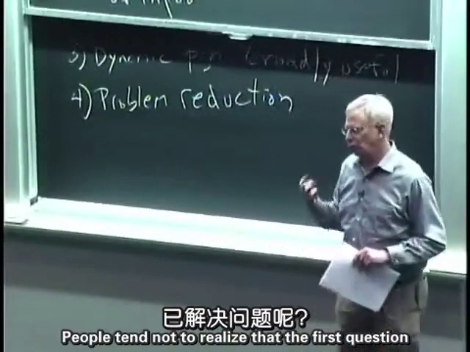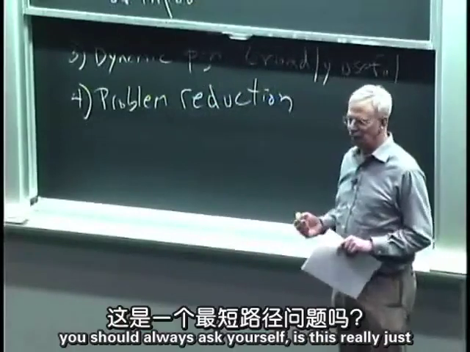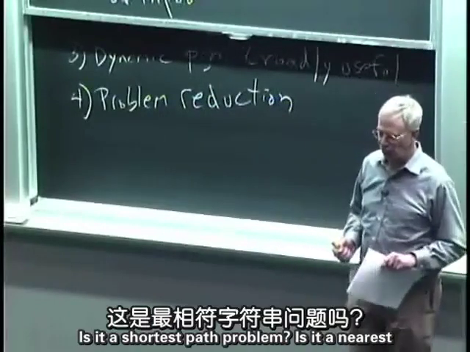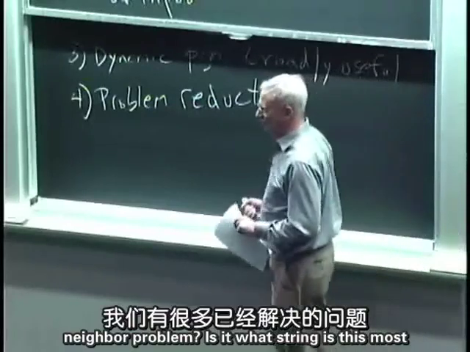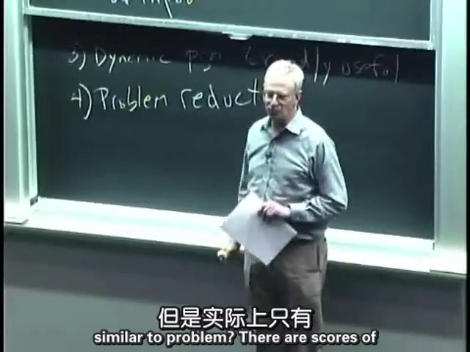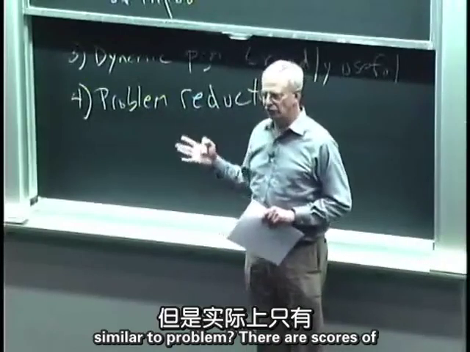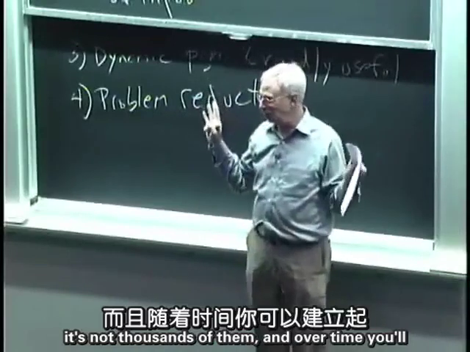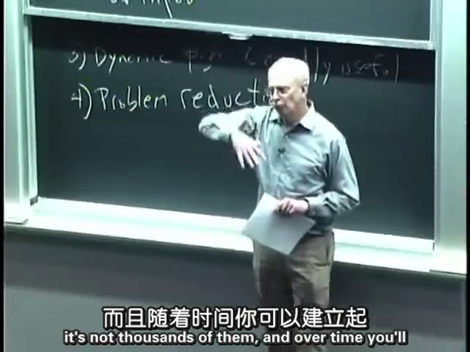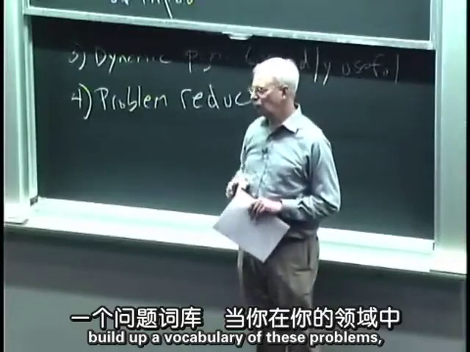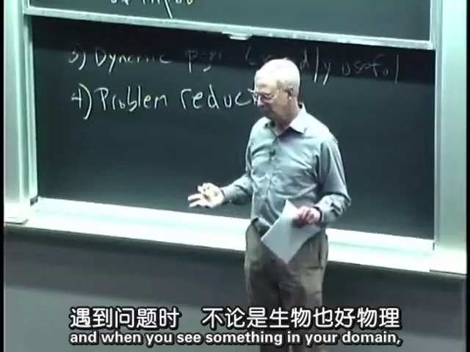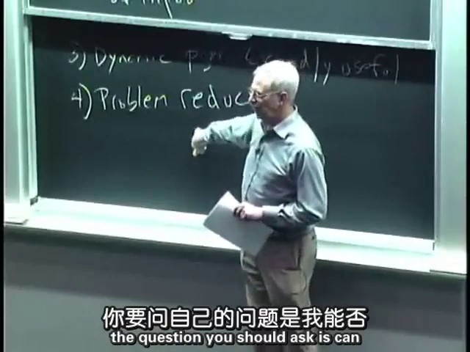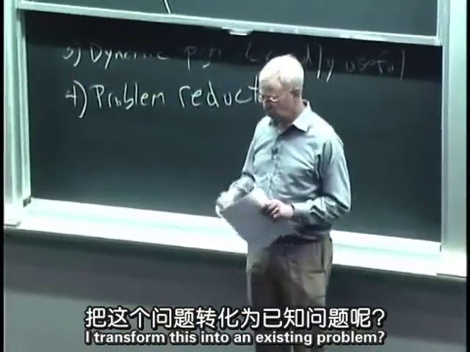People tend not to realize that the first question you should always ask yourself is, is this really just something that's well known in disguise? Is it a shortest path problem? Is it a nearest neighbor problem? Is it what string is this most similar to problem? There are scores of well understood problems, but only really scores. It's not thousands of them. And over time, you'll build up a vocabulary of these problems, and when you see something in your domain, be it physics or biology or anything else, linguistics, the question you should ask is, can I transform this into an existing problem?